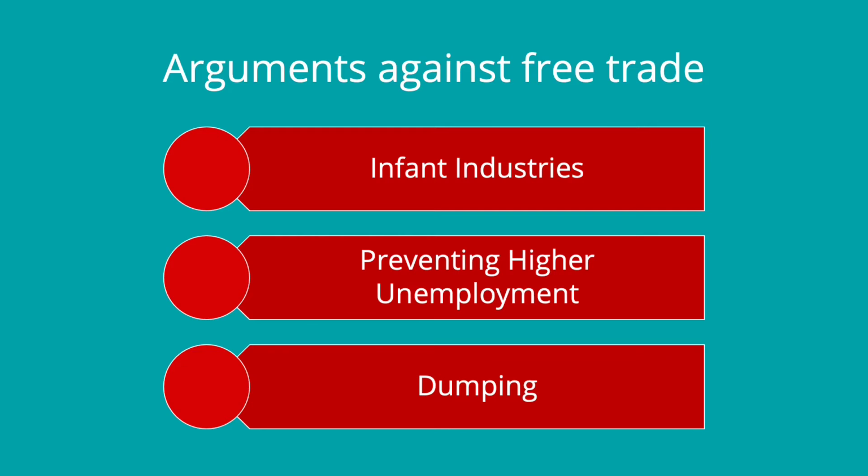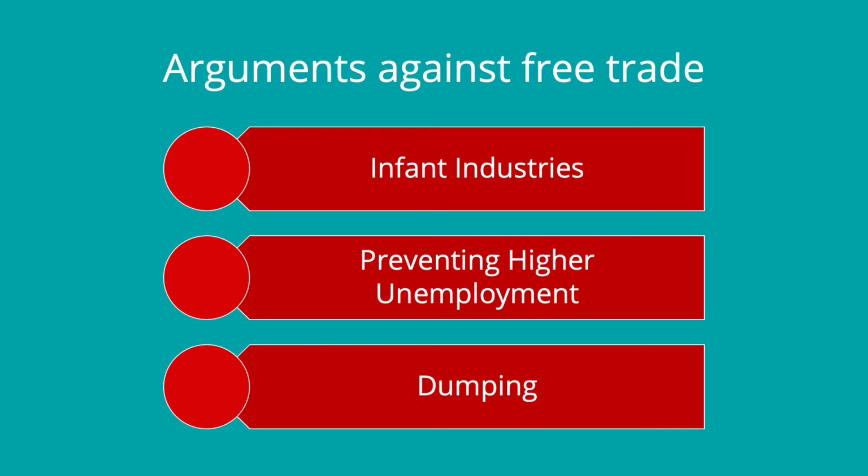Secondly, free trade and globalization have led to the offshoring of various industries such as manufacturing from developed countries, leading to higher levels of structural unemployment. This means that restricting free trade by erecting trade barriers could help to prevent higher unemployment.